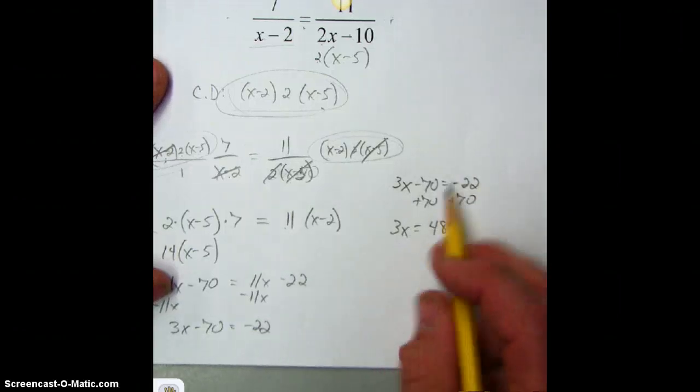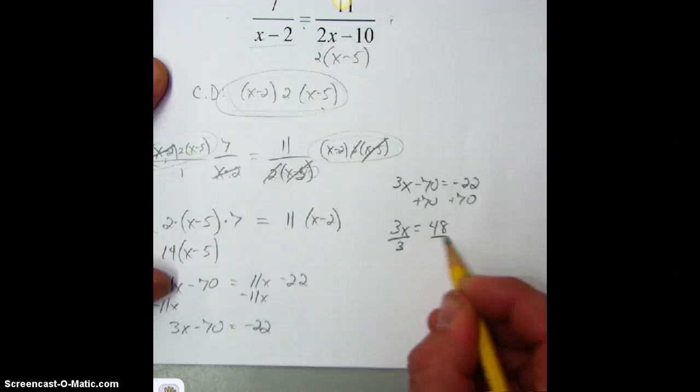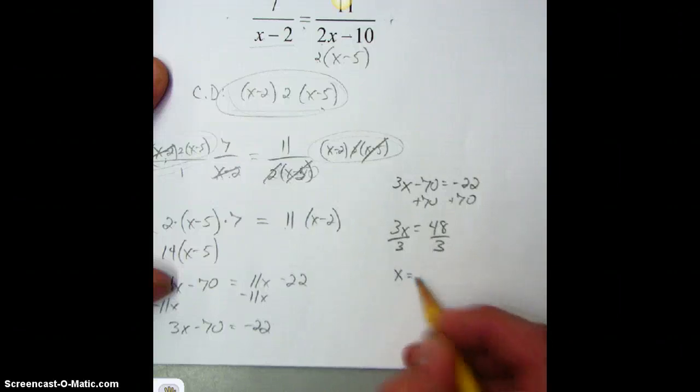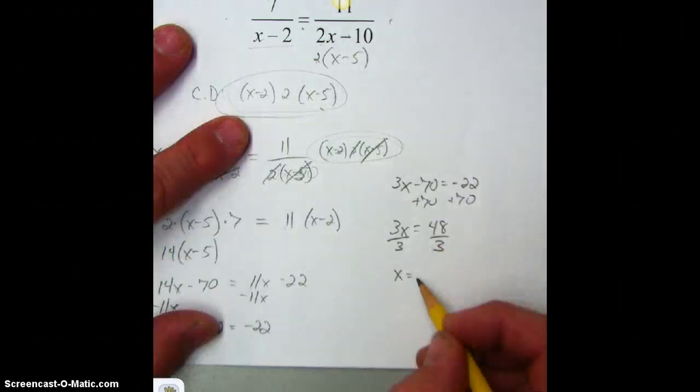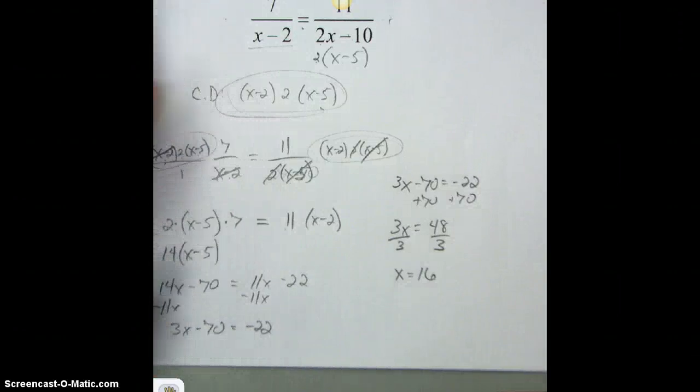Now back to the problem. All right, so now I'm going to divide both sides by 3. So therefore, let's see, 48 divided by 3 is what, 16? All right, so there's my answer.